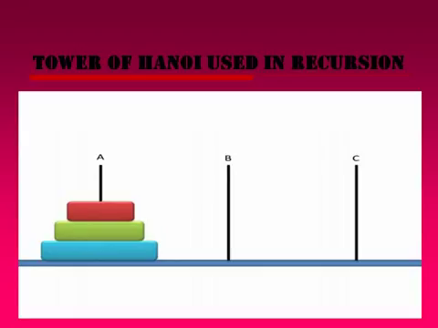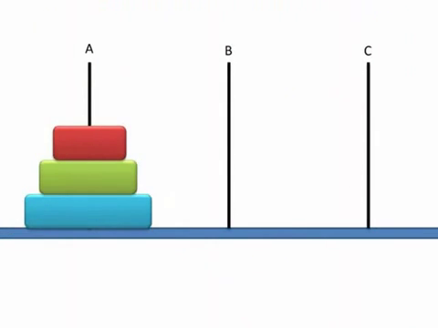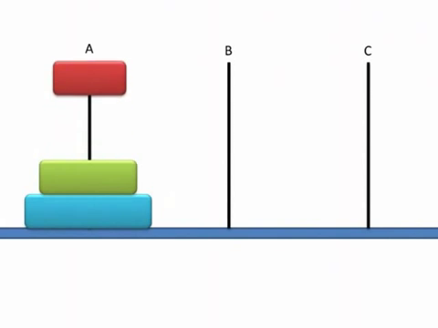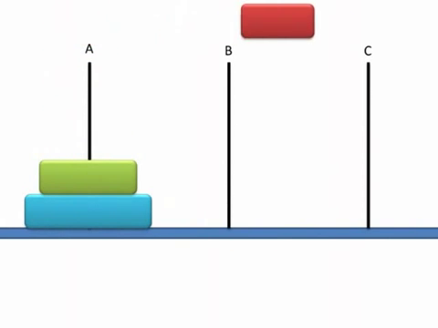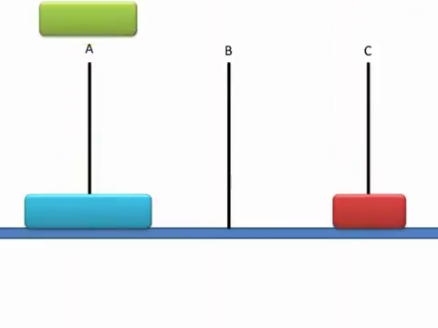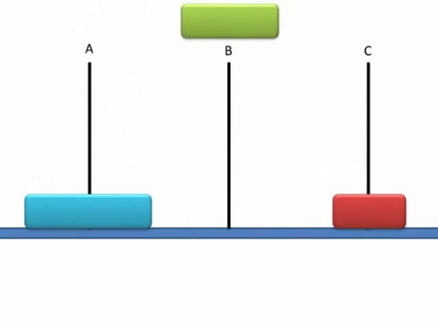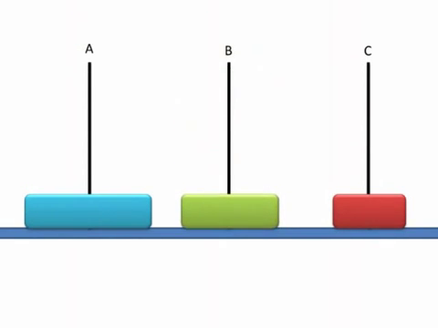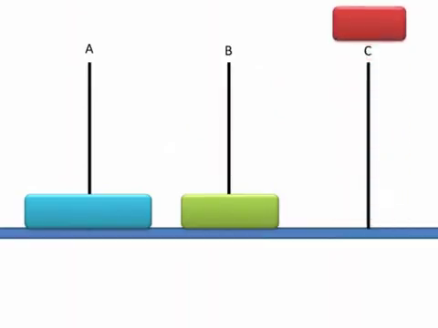Now we will explain the Tower of Hanoi used in recursion. So, in this example, now here we can see how the Tower of Hanoi actually works. First we move the red disk from tower A to tower C. Then we move the green disk from tower A to tower B. Then we move a disk from tower C to tower B.